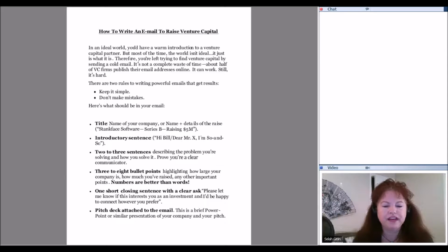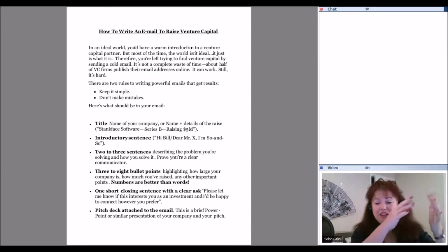There is a funny little word, the pitch deck attached to the email. Now again, like I said, Silicon Valley is really beginning to change the language that we use in the business world, and whatever starts out in Silicon Valley eventually trickles down into the rest of the world, because we start seeing it and reading about it in Forbes and the Wall Street Journal and so on, the Financial Times.